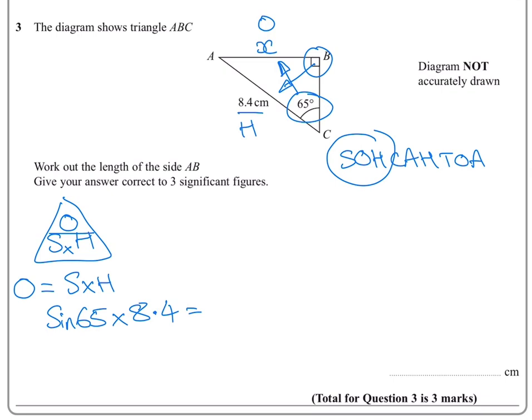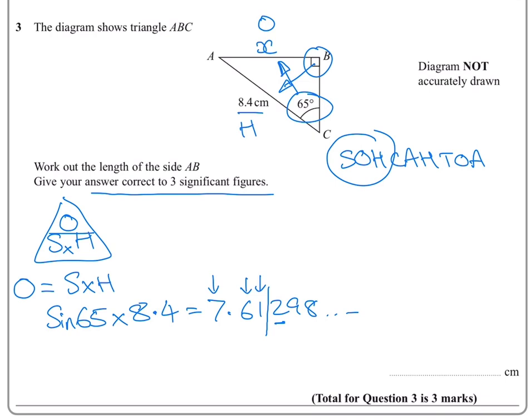And if you type that into your calculator, you are going to get 7.61298, and it keeps going. Go back to the question. It's asked you to give your answer correct to 3 significant figures. So my first significant figure here is the 7, second significant figure is the 6, third significant figure is the 1. So that's going to be my cutoff point.